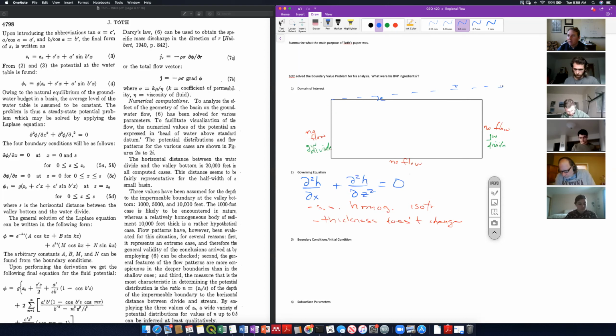So this line would be given by H equal to X times tan alpha. Actually, let me erase this. So this line is H equal to H naught plus tan alpha times X. All right, so that's just an equation for the height of this line above this level H naught.